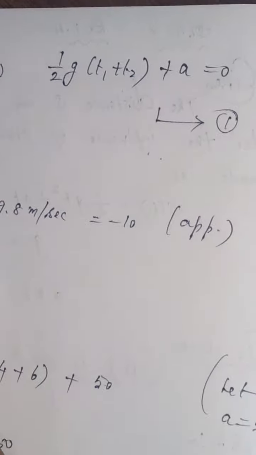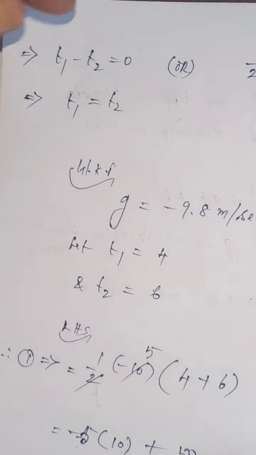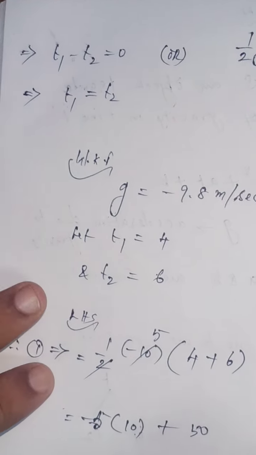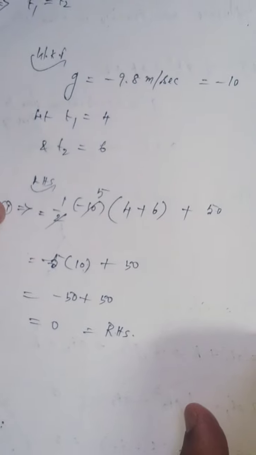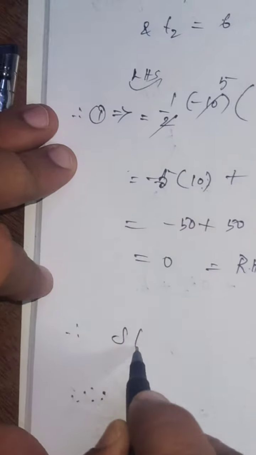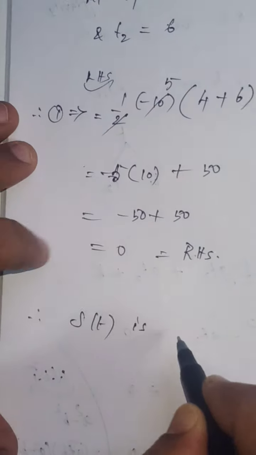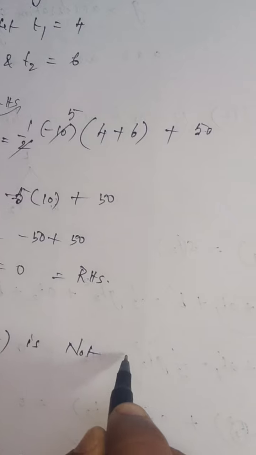Suppose if you are getting t1 and t2 equal, only then we can say it's one-to-one, according to that note in page number 17, already we discussed. So it is also possible, so we can't say it is one-to-one. It is not a one-to-one function. Therefore S of t is not a one-to-one function.